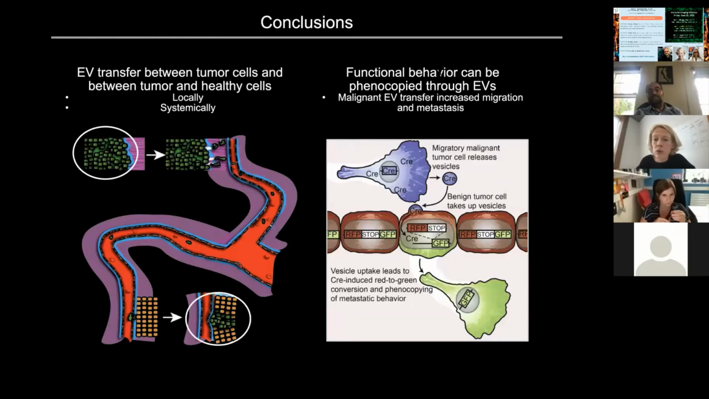I hope I've also shown you that functional behavior can be phenocopied through the transfer of extracellular vesicles. And in the case of the transfer of malignant extracellular vesicles to less malignant cells, this increases the migration and metastatic capacity of those cells.